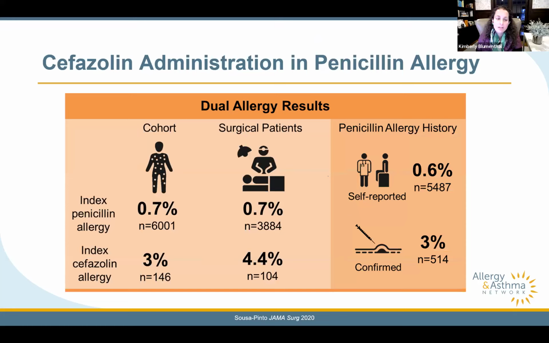Now, cephalosporin administration in penicillin allergy is not complicated as much anymore because this study showed that there was a really, really low risk of cross-reactivity. This cross-reactivity risk in the cohort was less than 1%, which is often considered largely noise. There is a difference. If you self-report a penicillin allergy, your risk is 0.6%. But if you have a confirmed penicillin allergy, your risk is 3%. So that could be cross-reactivity, or it could be dual allergy, like multiple drug allergy, or just because you have one allergy, you might have a different allergy.